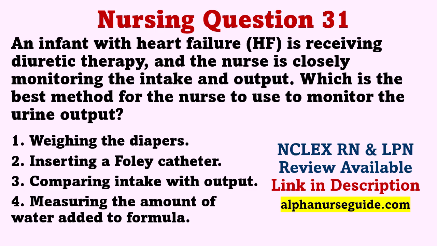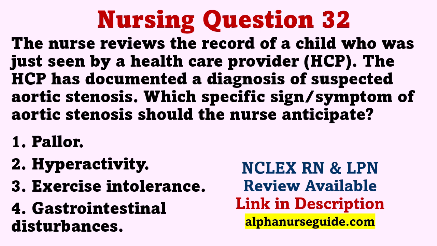Comparing intake with output would not provide an accurate measure of urine output. Measuring the amount of water added to formula is unrelated to the amount of output. Although Foley catheter drainage is most accurate in determining output, it is not the best method and places the infant at risk for infection. The nurse reviews the record of a child who was just seen by a healthcare provider.